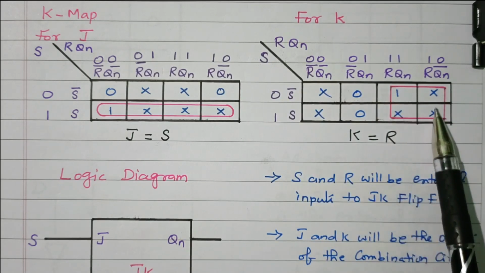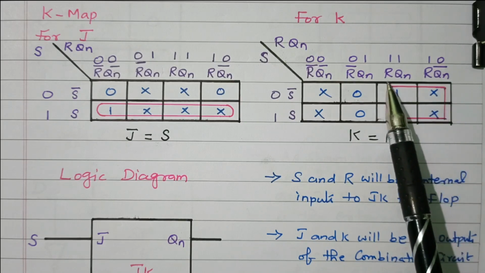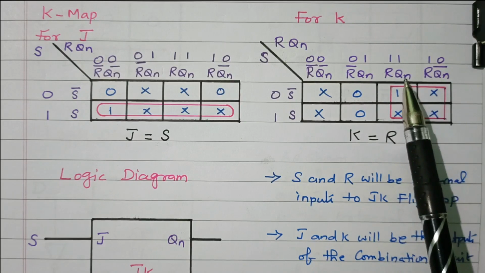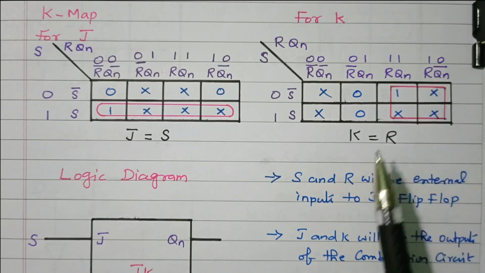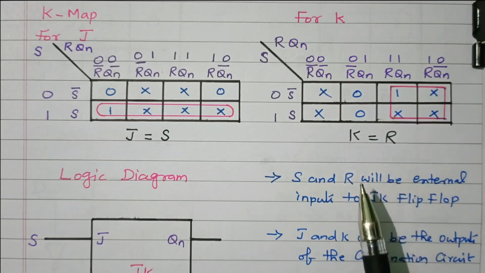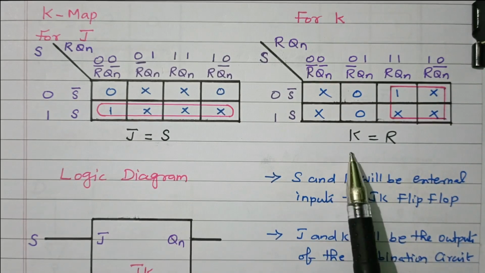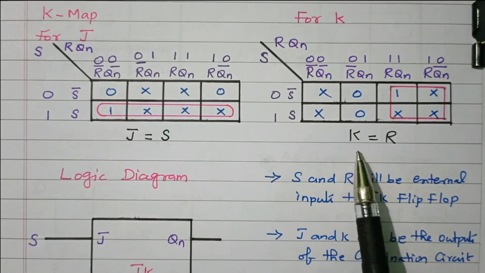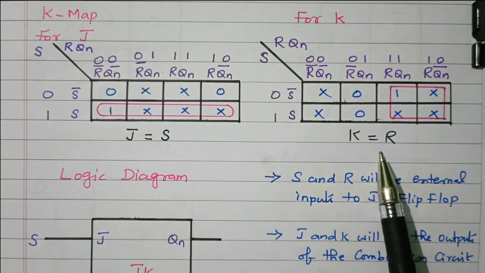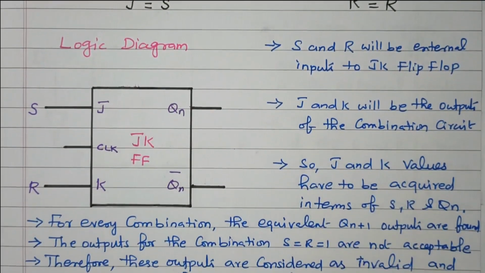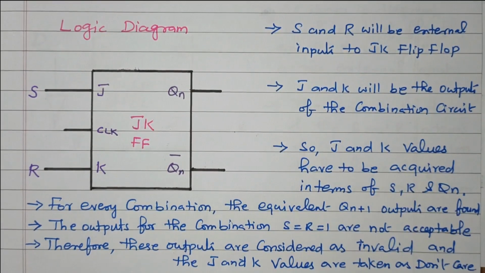Similarly, third column and fourth column. Third column R Qn, fourth column R Qn bar. So this Qn bar got cancelled. Only R is available commonly. So that K equal to R. Right? Now we got the logical expression for J and K. J is S, K equal to R. Now we can implement this logical expression with the logic diagram. We can go for the logic diagram.